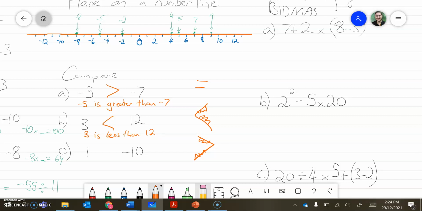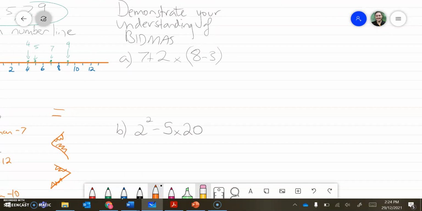And then our last one here, we've got 1 and negative 10. Well, negative 10 is all the way down here below 0, and 1 is greater than 0. So what that means is 1 is bigger than negative 10. So if we read this from left to right, 1 is greater than negative 10.